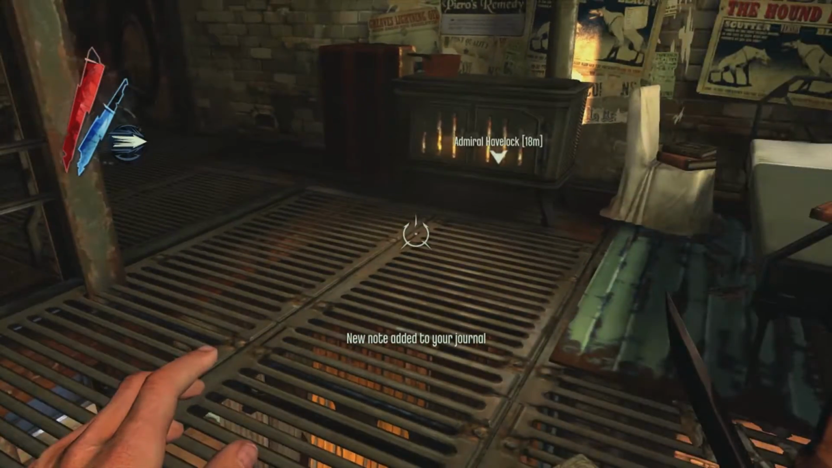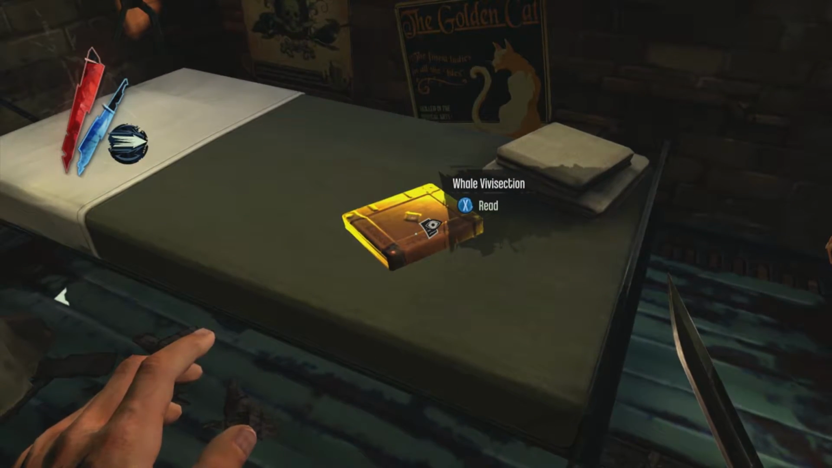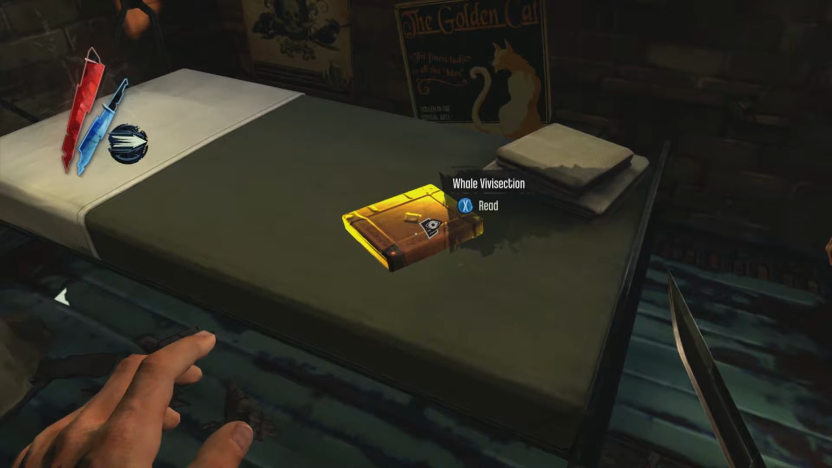So, let's keep going. Probably more whale stuff here. Yep, whale vivisection. Alright, let's see what this gruesome book has to say.